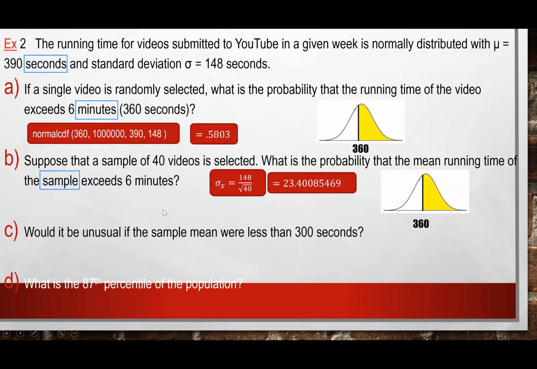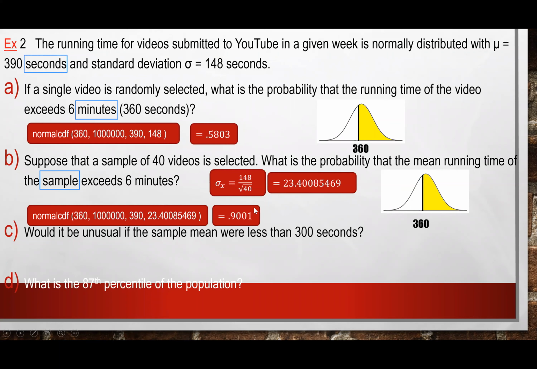And once we have that, I'm still looking for the area to the right of 362 seconds. But because we deal with a sample, we need to use the sample standard deviation, which is 23.40085469. You can type this as 148 divided by square root 40 if you want. If you use a decimal, make sure you use at least 6 decimal places. Don't just use 23.4. It might not make a big difference here, but there will be some difference, okay?